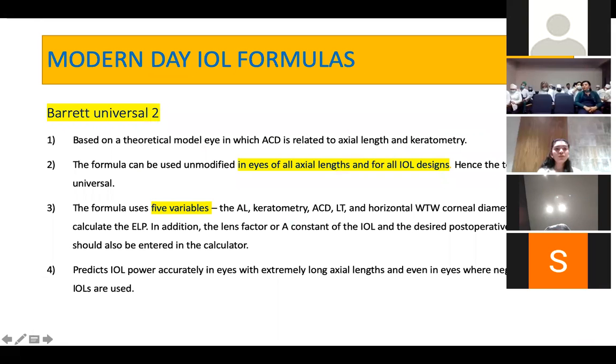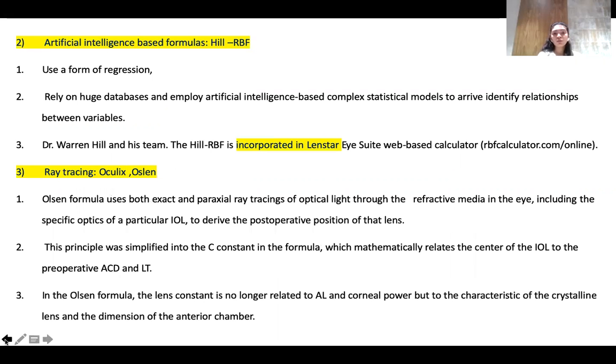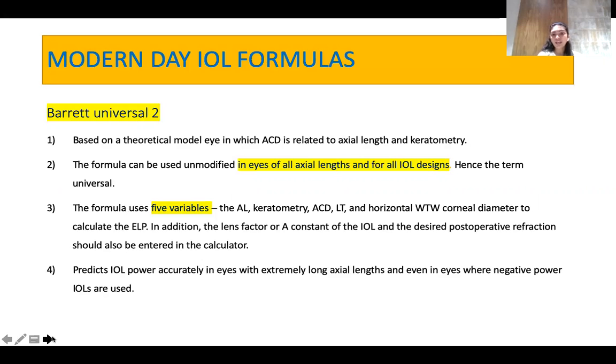Now, Barrett Universal 2 is a formula which can be used unmodified in eyes of all axial lengths for all IOL designs, hence the term universal. It uses 5 variables: the axial length, the keratometry, the anterior chamber depth, the lens thickness, and the horizontal white-to-white corneal diameter to calculate an accurate effective lens position. It is known to predict IOL power accurately in long and short axial lengths.